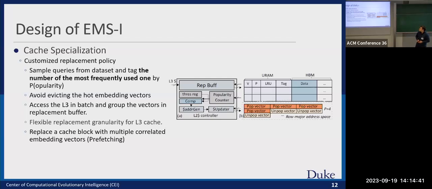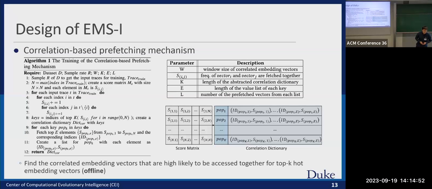And we also incorporate a prefetching policy where we replace a cache block with multiple correlated embedding vectors, rather than only replacing it with the vector that we require for this inference. For this prefetching mechanism, in outline, we first calculate all the popular or hot embedding vectors, as I mentioned before. And for all these embedding vectors, we calculate the correlation between them, which means if I access this vector, which other vector has the highest probability that I will access in the following queries. So we will generate a sparse matrix according to these calculations, and we find the most probable pairs of those accesses, and give a correlation dictionary for use during our prefetch of the L2 cache.